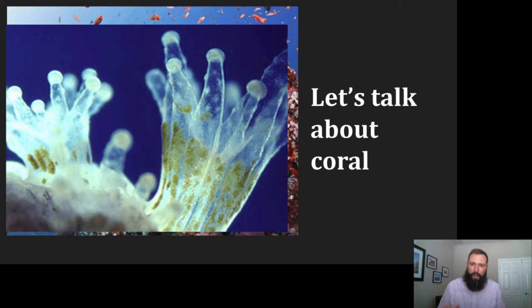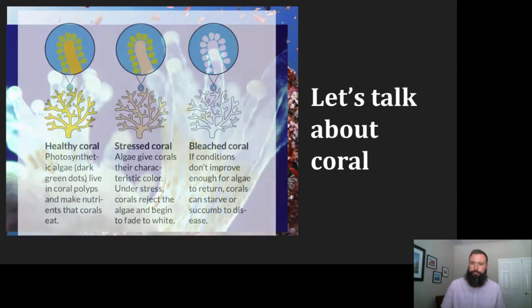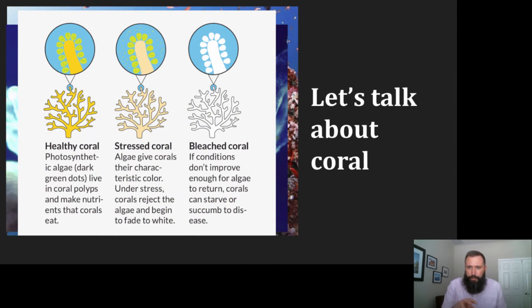That photosynthetic algae produces sugars for itself, but also for the coral. And the coral, in turn, will give shelter to those algae. It's a tenuous relationship between these two, and it's really impacted by temperature changes. Even just small temperature changes could cause healthy coral to eject that algae and bleach.